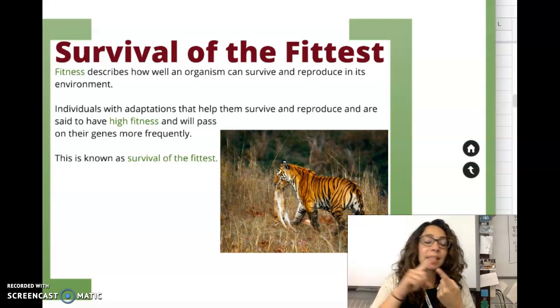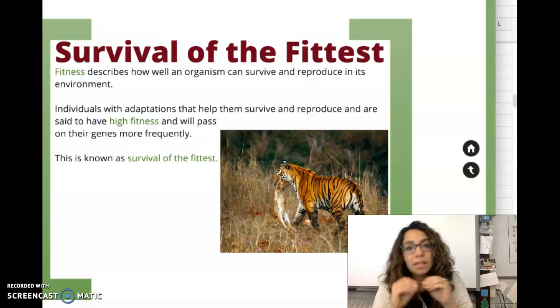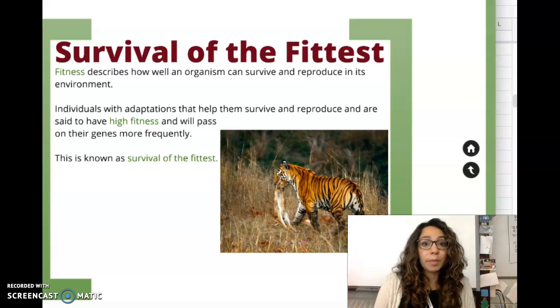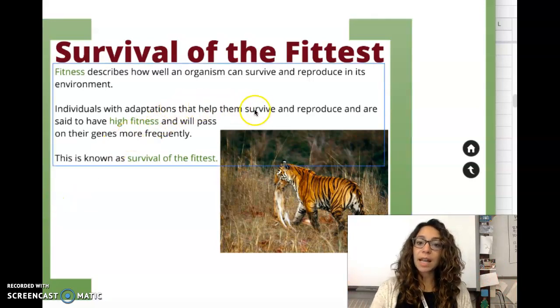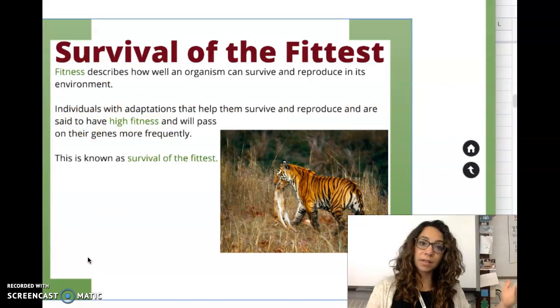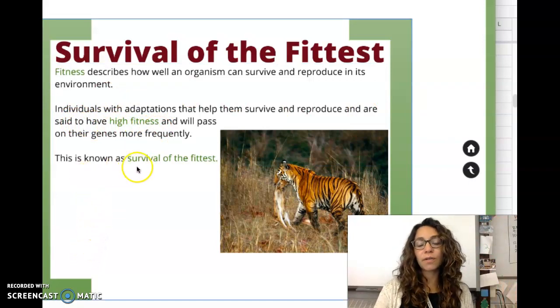So it could mean the best camouflaged. It could mean the sneakiest or the quietest. It could mean the biggest and strongest, but not always. It could mean the smartest. So individuals with adaptations that help them survive and reproduce are said to have high fitness. So they'll pass on their genes more frequently than those with lower fitness. This is known as survival of the fittest.